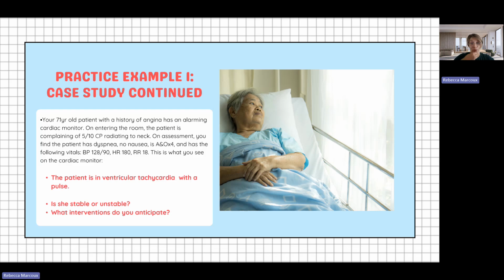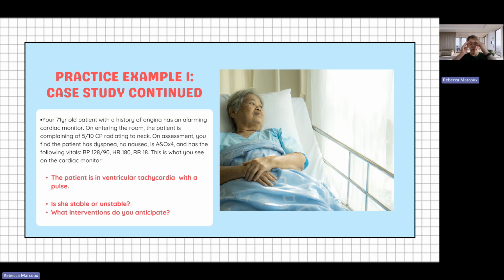And we know the patient has a pulse because she's speaking to us. She's complaining of chest pain. If the patient was sleeping, not awake, you would have to check a pulse, try and rouse them, etc. So my first question is, is the patient stable or unstable? So we have a patient with chest pain. She is complaining of some shortness of breath, but she's alert and oriented. Blood pressure 128 over 90. Heart rate again 150s, 160s, all the way up to 180 at times.